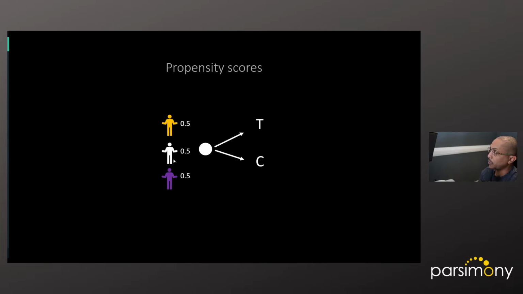It doesn't matter if this person is wealthier than this person, they still have the same likelihood of being assigned to the treatment group. It doesn't matter if this person had a higher educational attainment than this person. Again, they still had the same likelihood. Everybody had the same likelihood of being assigned to the treatment group. So the fact that they were assigned to the treatment group is independent of any other factors.